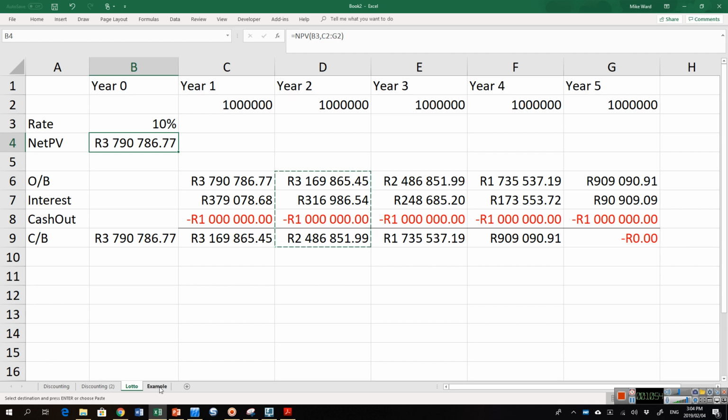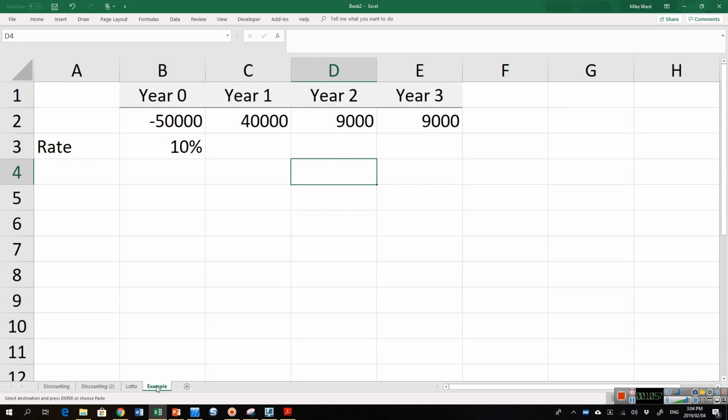Let's take a look at a quick example over here. Let's say someone came to you and said, if you invest in my project 50,000 Rand, at the end of the first year, you're going to get 40,000 out of the project, and then another 9,000, and then another 9,000 at the end of the second and third year, respectively. If you knew the interest rate was 10%, would this be a good investment?